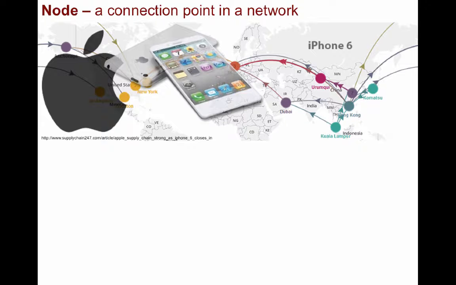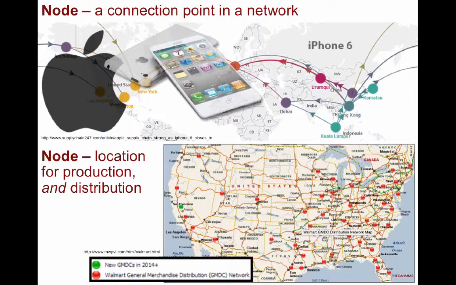Nodes can also be important places of distribution along a network, such as this map that highlights the distribution centers for Walmart stores in the US. Notice how they are distributed across the American landscape, with greater concentrations in the more dense and wealthy population centers, and more dispersed in other areas.